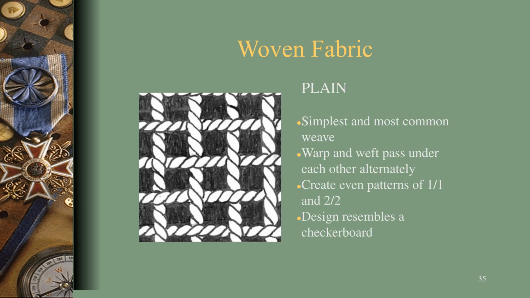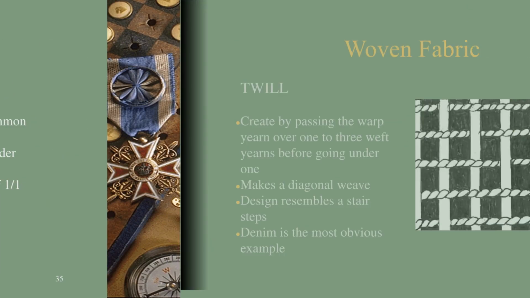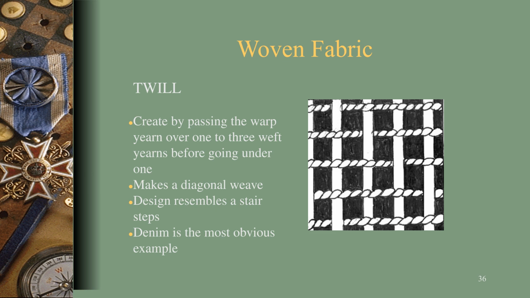The plain weave is the simplest and most common type, resembling a checkerboard pattern where the warp and weft yarns alternate passing under each other. Twill weaves are characterized by a diagonal design. They are created by passing the warp yarn over 1 to 3 weft yarns before going under. Denim is a classic example of a twill weave.